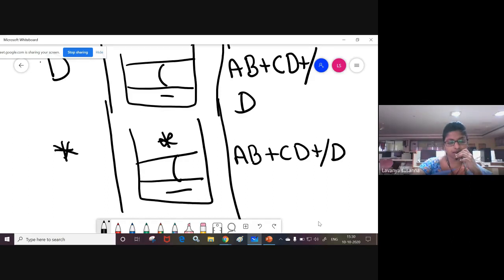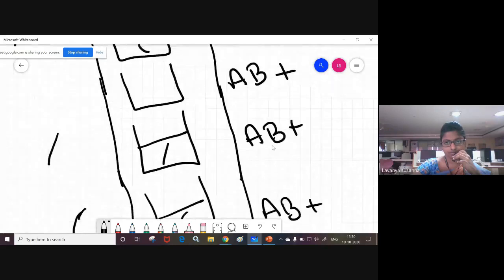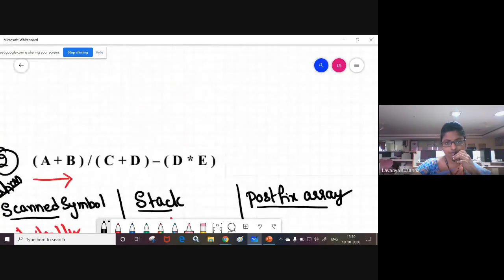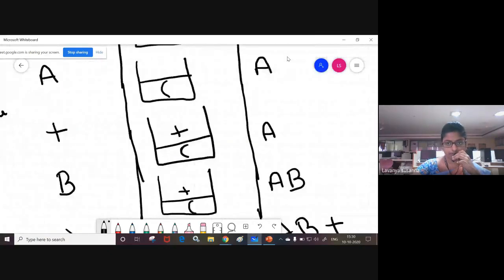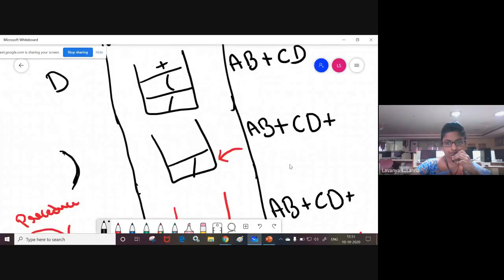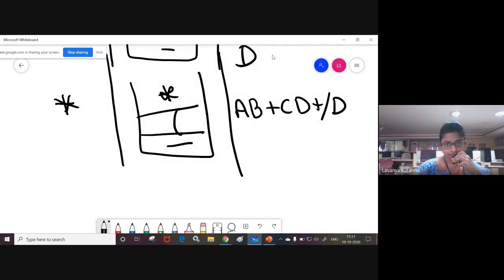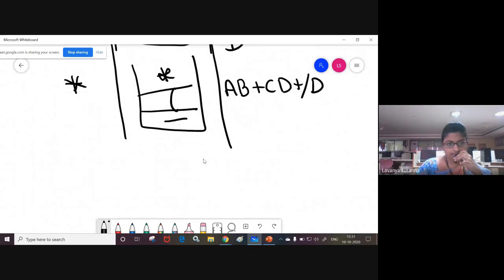Okay, students, write down the postfix array as it is. Next. What is the next scanned symbol? I think E, right? E only. Next scanned symbol is E. If you got operand, what you need to do? You need to add it to the postfix array.